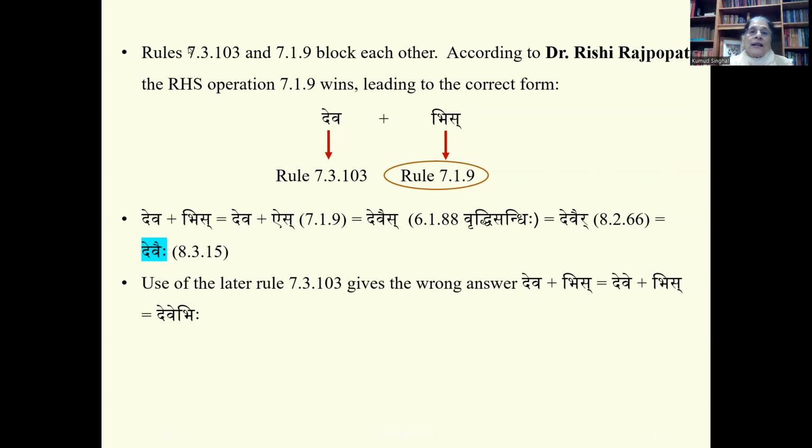Now, if we use the later rule, which is 7.3.103, using this rule gives a wrong answer. So, for example, deva plus bhis, after applying the rule 7.3.103, the deva becomes deve plus bhis, and after applying a couple of more rules, this becomes devebhih, which is the wrong answer.